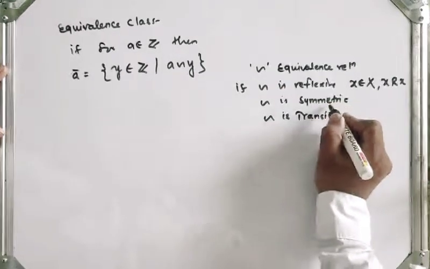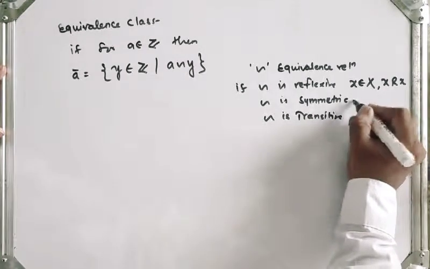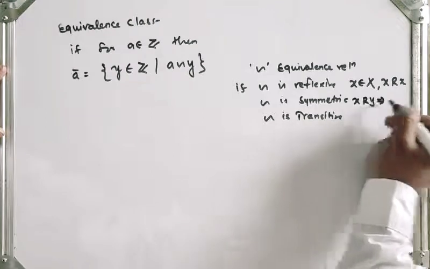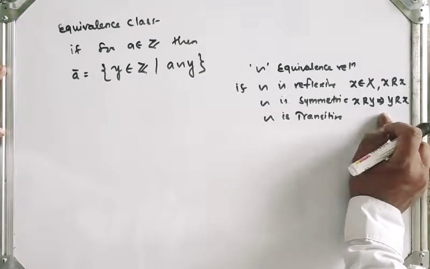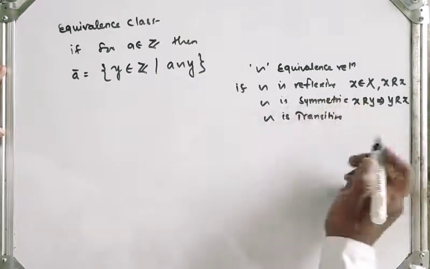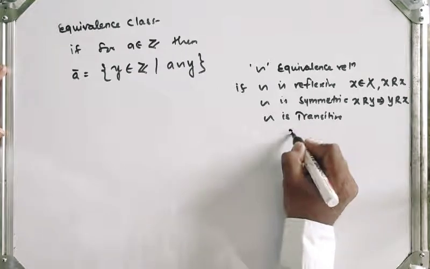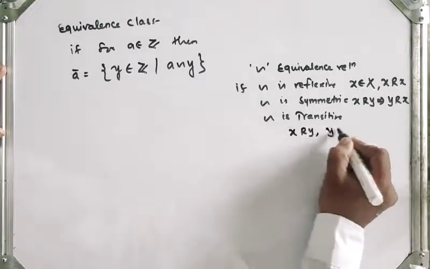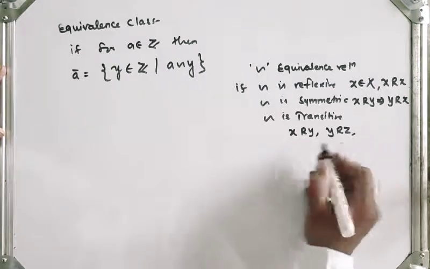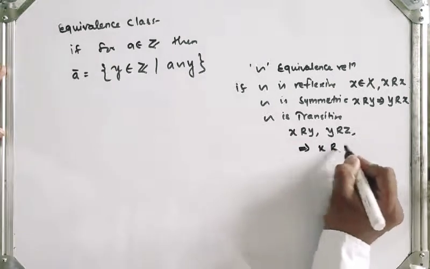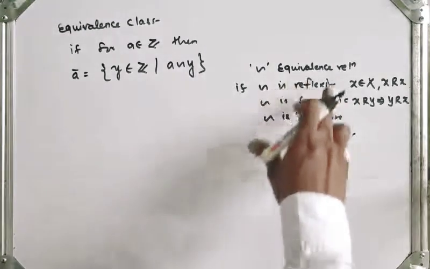Now next is symmetric relation. So what is a symmetric relation? If x, y belong to set X, then if x is related to y, show that y is related to x. If this condition is satisfied, then relation R, or tilde, is symmetric. Now the third case, transitive. If I have two relations, x related to y and y related to z, then show that x must be related to z. If these three conditions are satisfied, then we say that tilde is an equivalence relation.